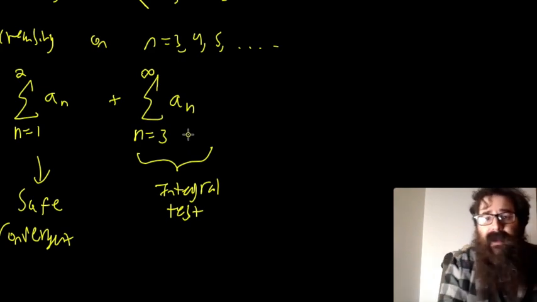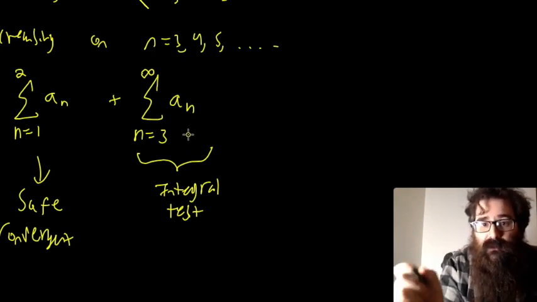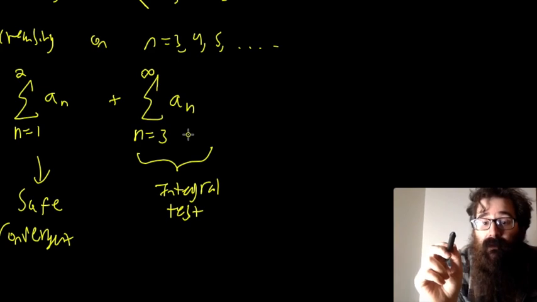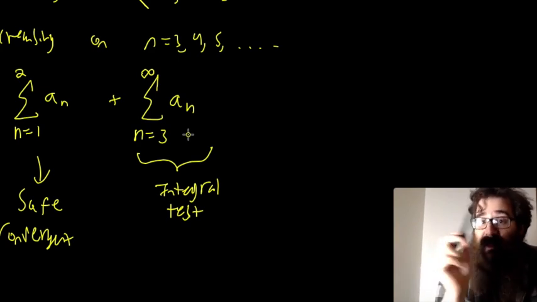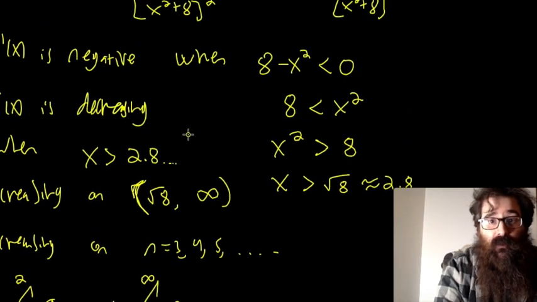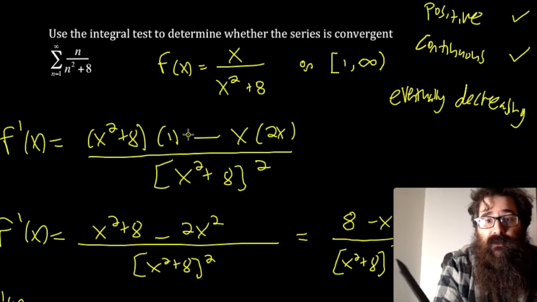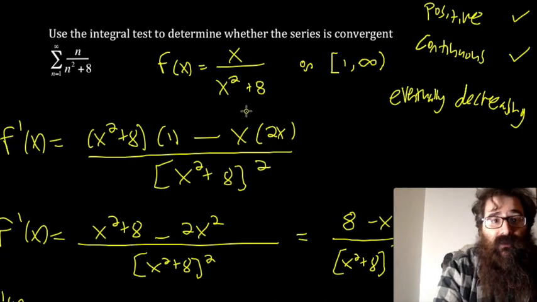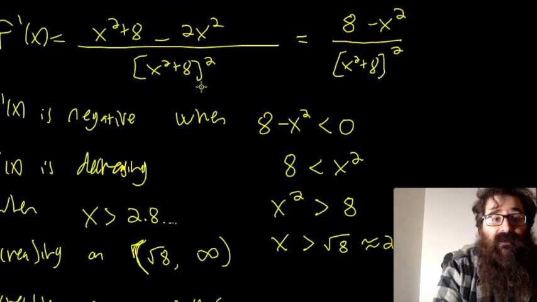So it's certainly fine for this to be eventually decreasing, so long as at some point the function starts decreasing and doesn't stop decreasing. So we're good to go with the conditions here. We say it is positive, it is continuous, and it is eventually decreasing. So now I want to take a look at the improper integral.